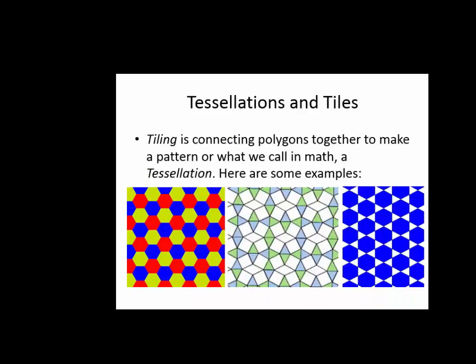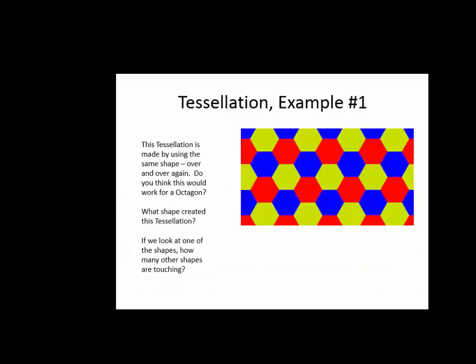Now, tiling is when you're connecting polygons together to make a pattern, or what we call in math a tessellation. And here are some examples of some tessellations. Now the first one that we're going to look at only uses one shape. Stop and tell me what shape it's using.